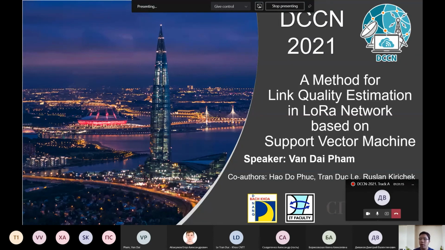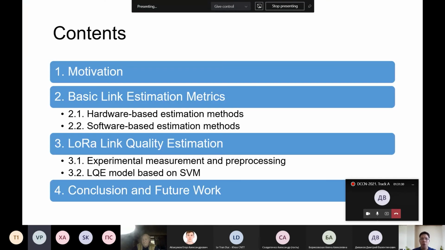Okay, my name is Vandai. Currently, I am working as a PhD student at the Bonch-Bruevich St. Petersburg State University of Telecommunications. Today it's my pleasure to present our research on link quality estimation in LoRa networks. The talk will be based on the following structure, from the overview of basic link estimation methods to the proposed LoRa link quality estimation method.